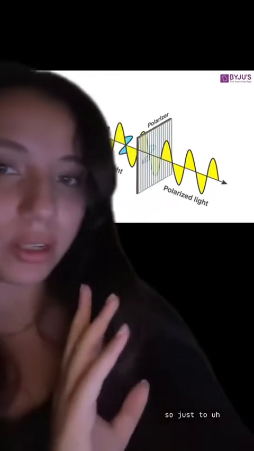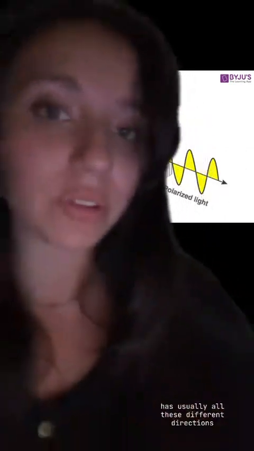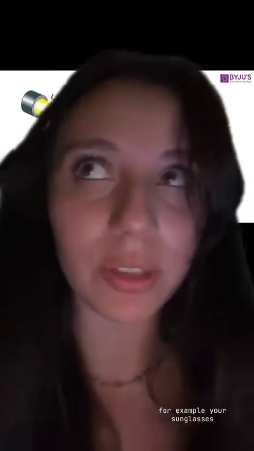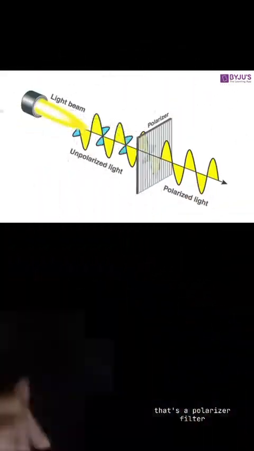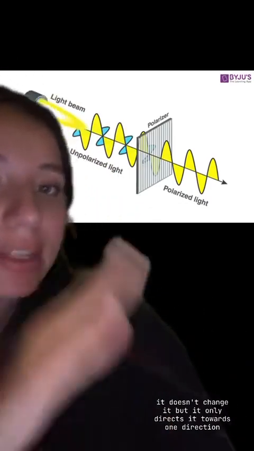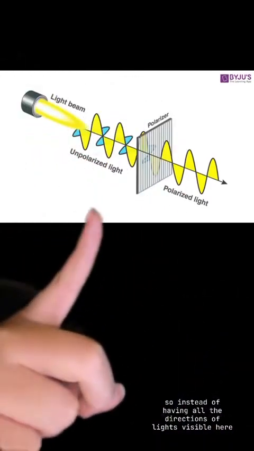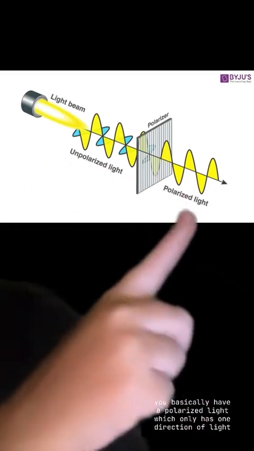Now, the beautiful thing with light is that it can be manipulated, and one of these manipulations is called polarization. Just to explain, when we have a light beam, the unpolarized light coming through usually has all these different directions, and then when it passes through polarizer filters, for example your sunglasses, it basically directs the light towards only one direction. So instead of having all the directions of light visible here, you have a polarized light which only has one direction of light.